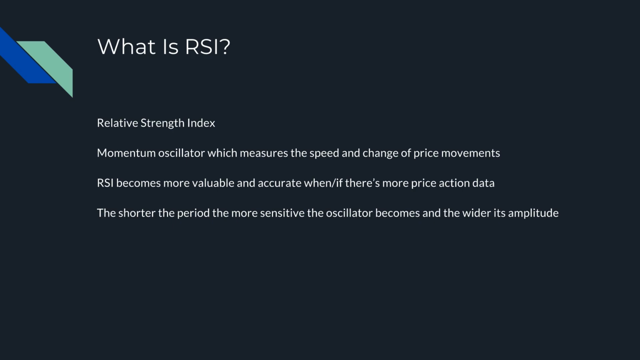So what is it? RSI stands for Relative Strength Index. It's a momentum oscillator which measures the speed and change of price movements. It becomes more valuable and accurate when or if there's more price action data. So if you're trying to use the RSI on big time frames in a lot of altcoins which don't have a massive history, it may be a bit harder, but it should be fine for the most part. That's just something I'm flagging up.